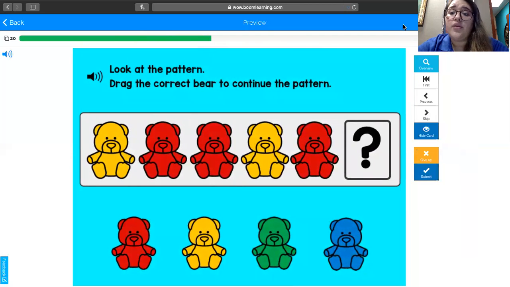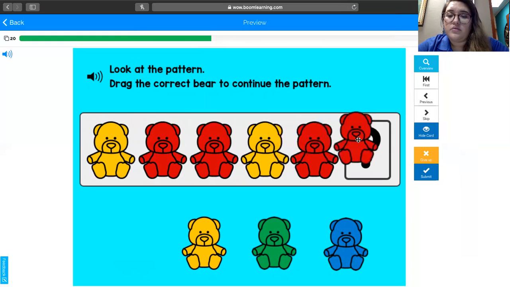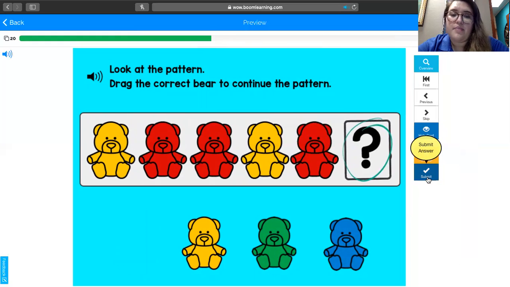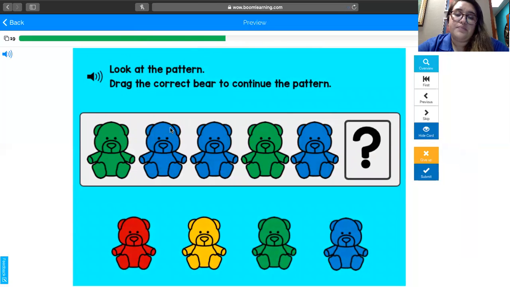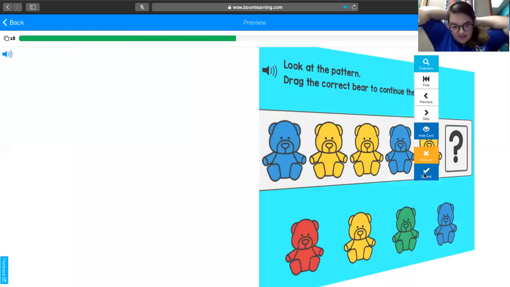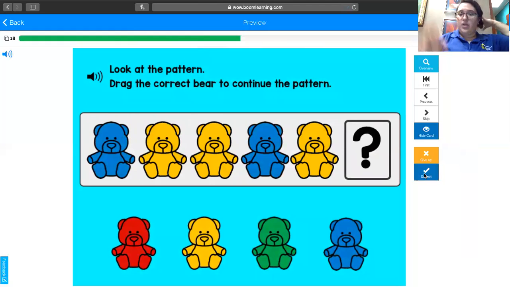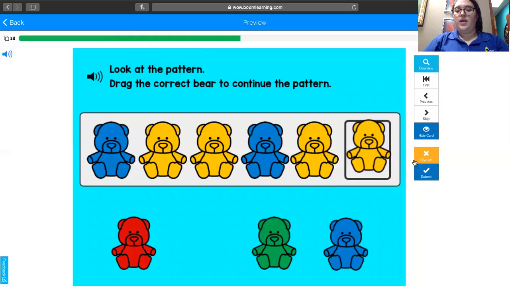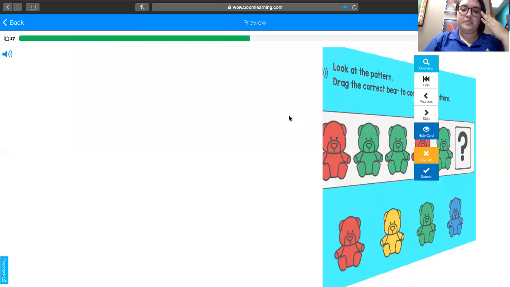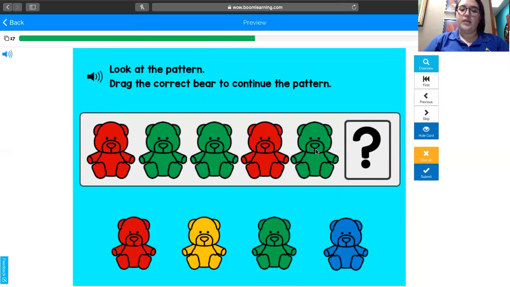Okay, now we have another type of pattern. We have ABB, ABB. So we have yellow, red, red, yellow, red, red. An A, B, B pattern. We have green, blue, blue, green, blue, blue. Now we have blue, yellow, yellow, blue, yellow, yellow. An A, B, B pattern. We have red, green, green, red, green, green.